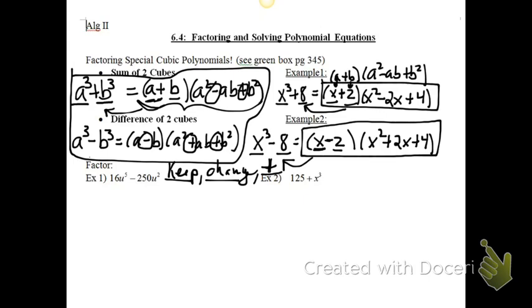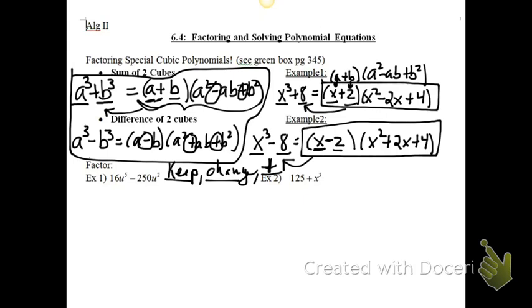We're going to factor example 1. Now if you take a look at these, I have a 16u to the 5th and a 250u squared. That's not even a cubic polynomial. It's got a u to the 5th in there, and it doesn't fit the pattern. Do you remember the first rule we talked about when we factored before was always factor out the greatest common factor? So I definitely need to do that here.